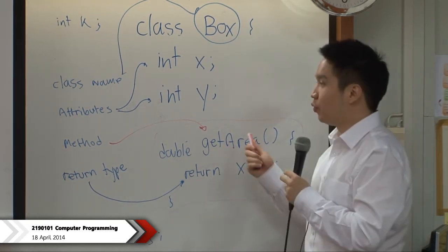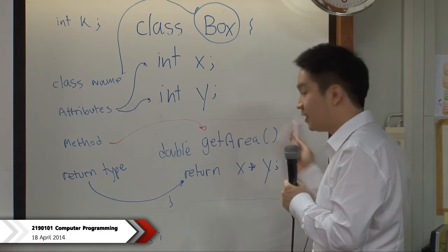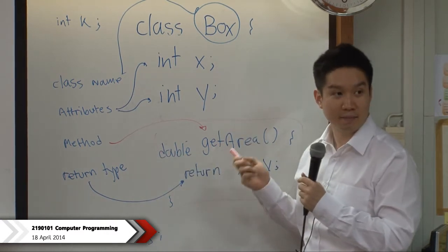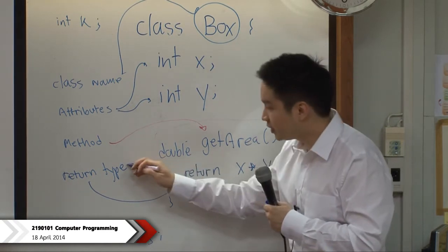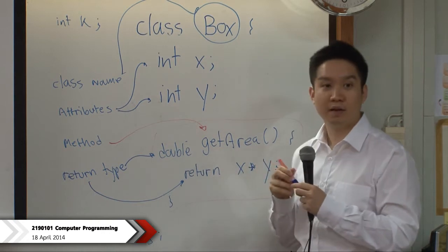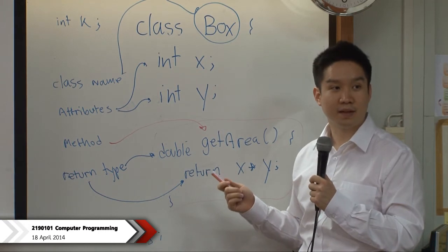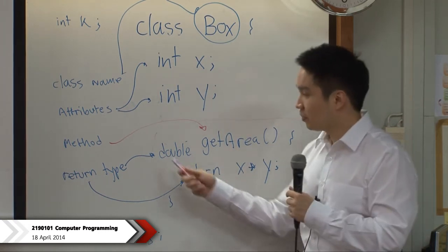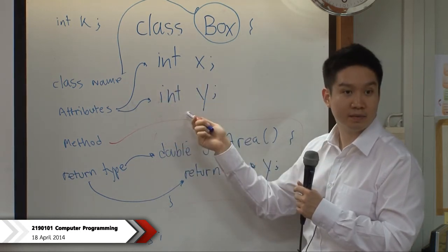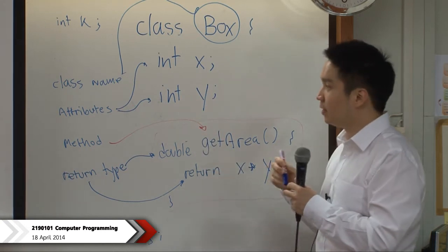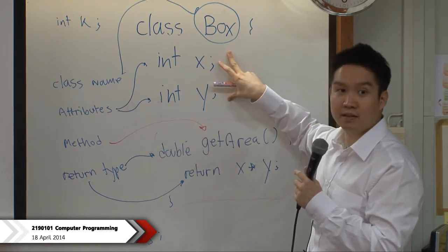Do you remember? Okay, so where's the method? Get area. This whole thing is what we defined as a method, right? Our return type should be number. The return type is always declared before the method name. Is that clear? So the return type does not have to be the same as the attribute type. You with me?